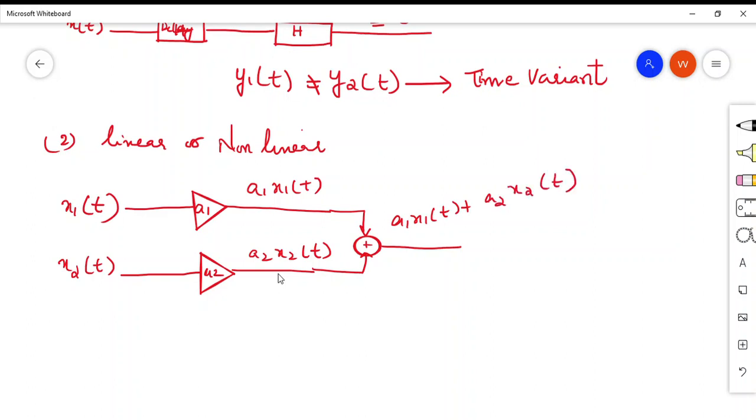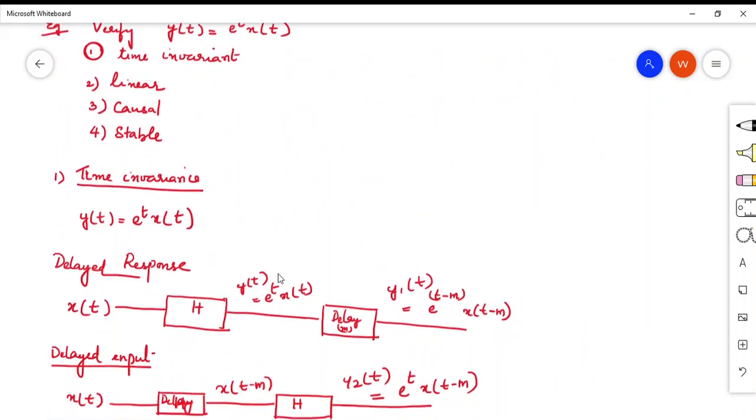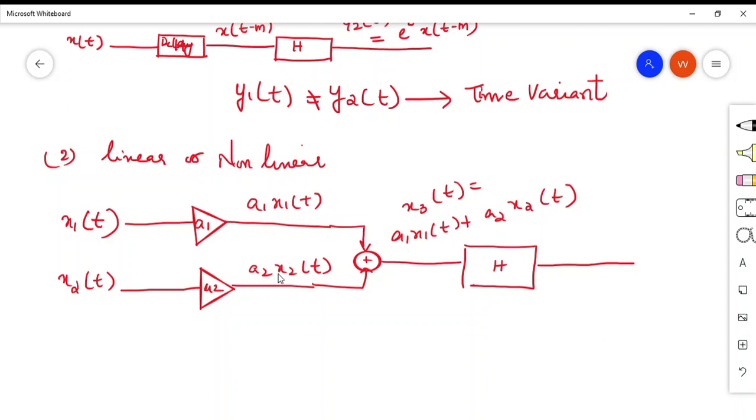Now this is your input; let it be x3 of t. Now you have to pass it through your system H. Your system is y of t is equal to e raised to t x of t. Here your input is x3 of t, so y3 of t should be equal to e raised to t into the input. The input is here a1 x1 of t plus a2 x2 of t.